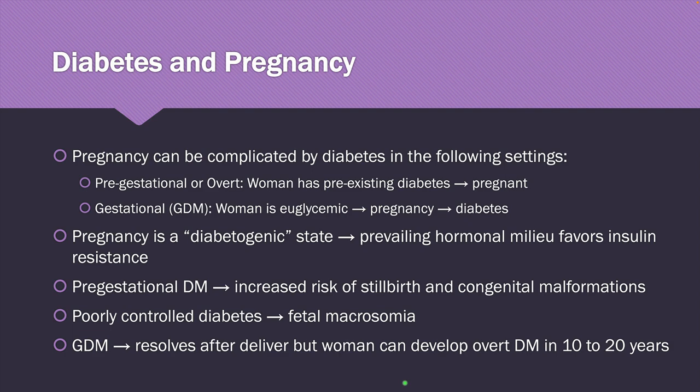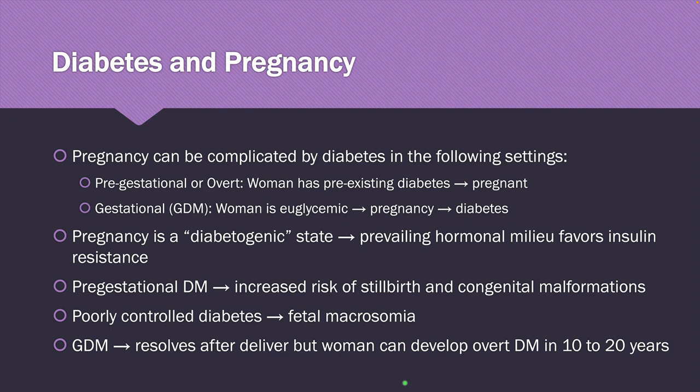The problem is if you do not control the diabetes in the patient, you may have increased risk for stillbirth and congenital malformations, or your babies end up being macrosomic. Those are the extremely large babies, large for gestational age at birth. They're very cute, but when you see that baby, you'll think, oh my god, the mother is probably diabetic. Okay? So, if it's GDM, meaning the diabetes only developed while the mother was pregnant, it should resolve after delivery. But note that the woman can develop overt DM in around 10 to 20 years.